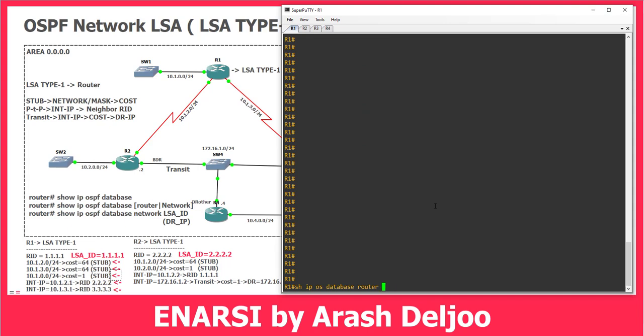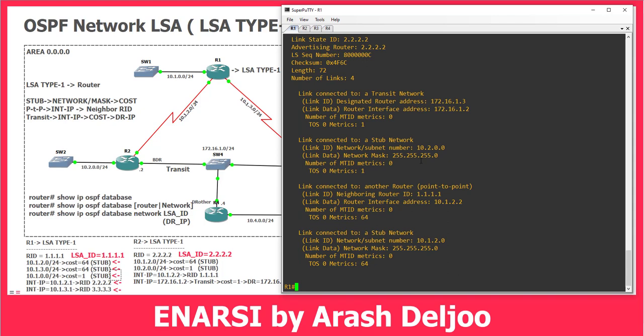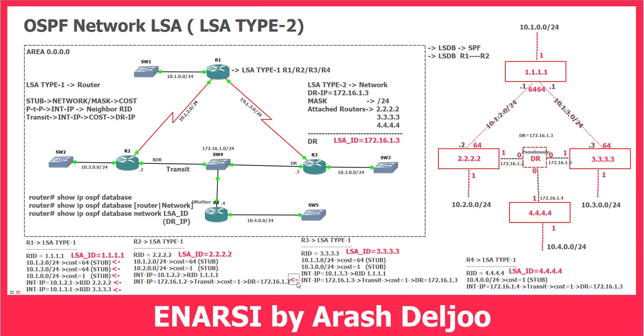Now let me show you the content of the LSA type 1 received from router 2. Show ip ospf database router quad 2. Here we have these four lines. First, I am router 2, or quad 2. After that, here you can see we have connectivity to one transit network, this line, with the router interface address 172.16.1.2, the DR is 172.16.1.3, and the cost of our connectivity is 1. That's it.